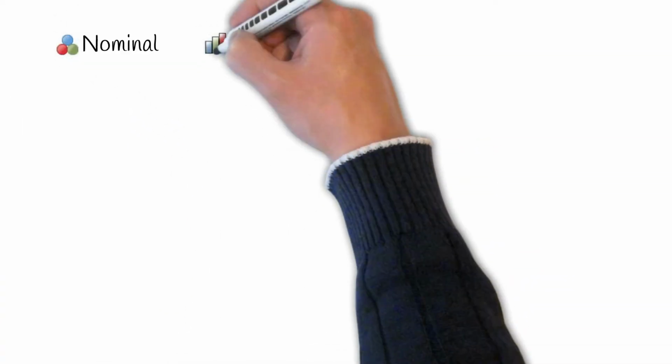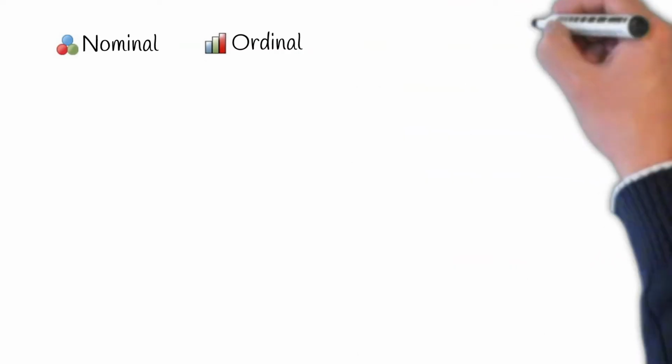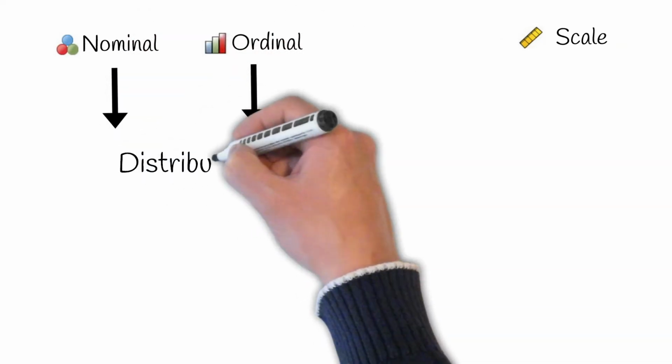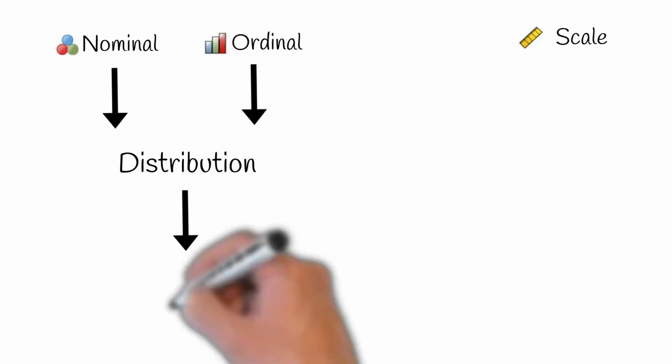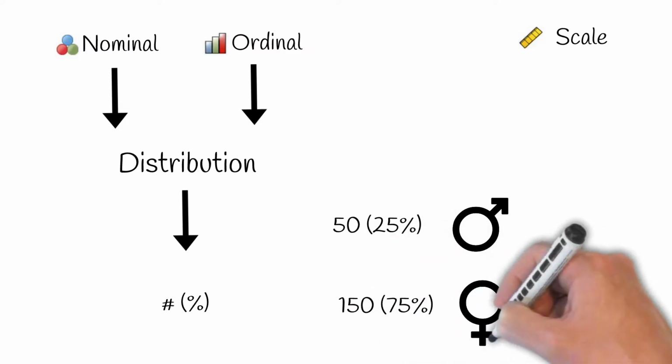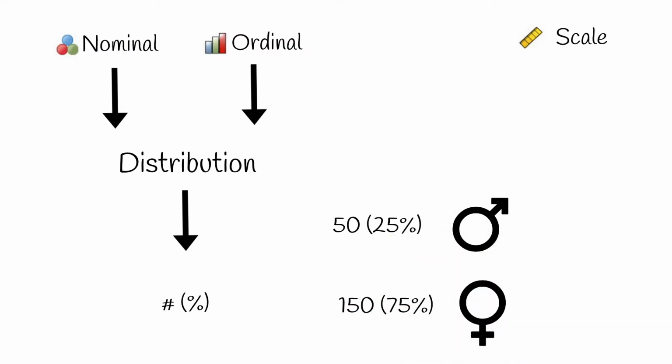We have three main types of variables: nominal, ordinal, and scale. For nominal and ordinal data, we use distribution to describe the data, which is simply frequency and percentages. For example, we can say we have 50, 25% males, and 150, 75% females.